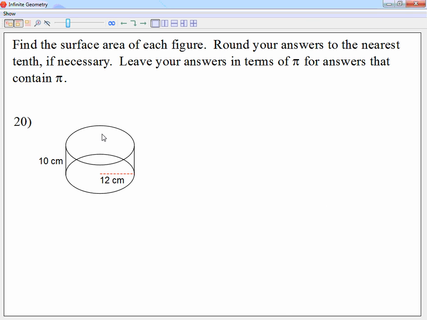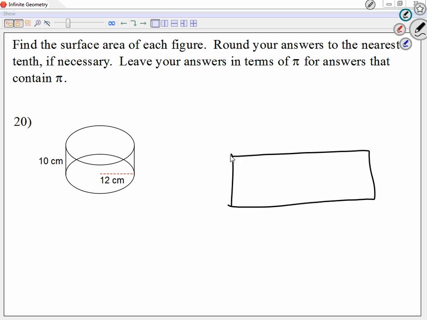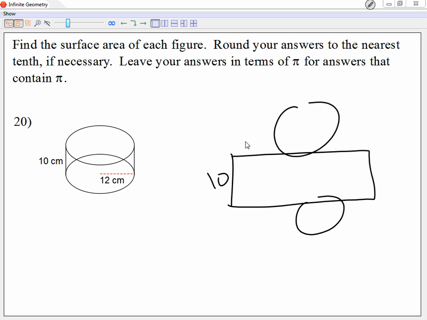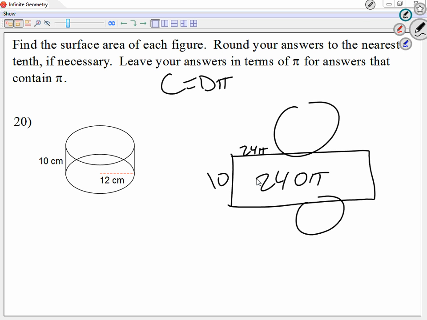If we had something like this, there's the big rectangle, my bases are circles. On the big rectangle, I know 10 is the small side, but over here, the distance around the circle is going to be 24 pi. Because remember I told you guys that circumference is diameter times pi. That's the distance around the circle. So for the rectangle in the center, it's 240 pi. 24 times 10. The areas of the circles, you guys can get those on your own, and then add everything.